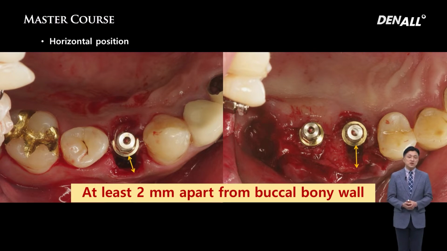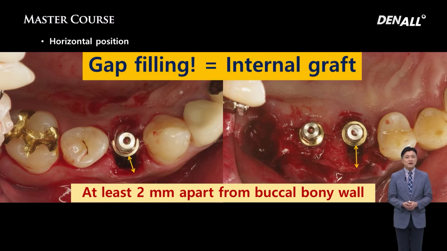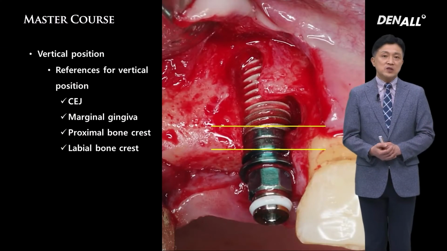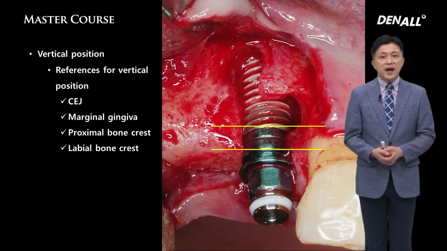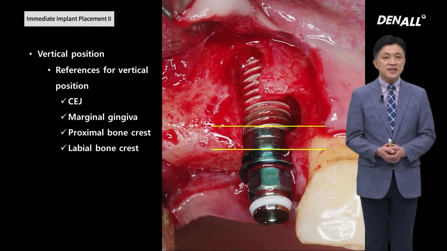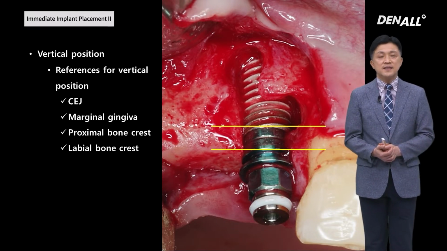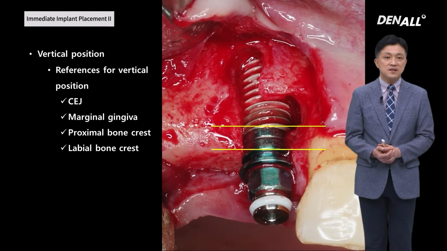After you determine the horizontal position, you need to do internal graft. This is a must-have to prevent remodeling. Let's move on to vertical position. A lot of people experience difficulty in determining the vertical depth when doing immediate implant placement.